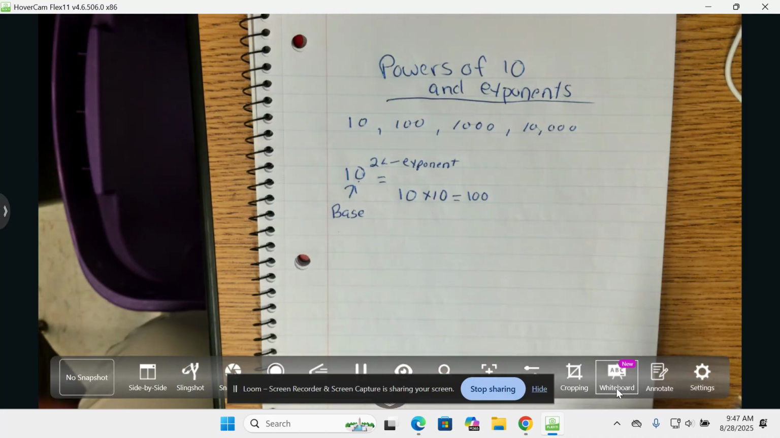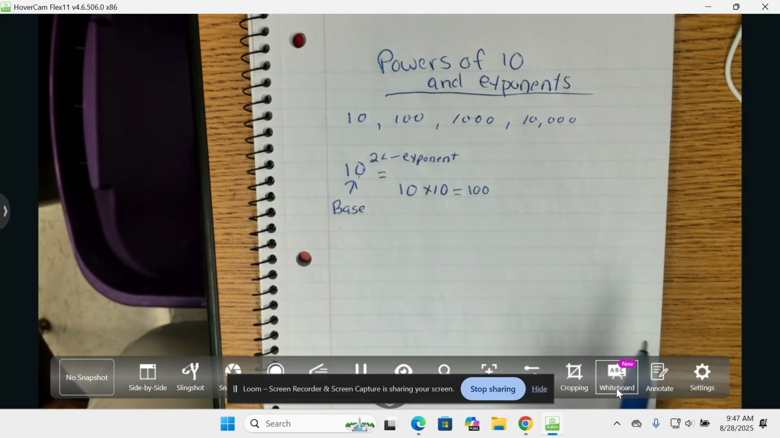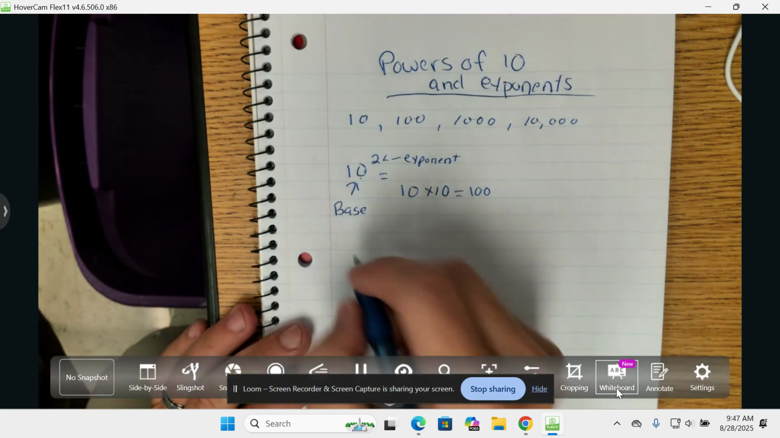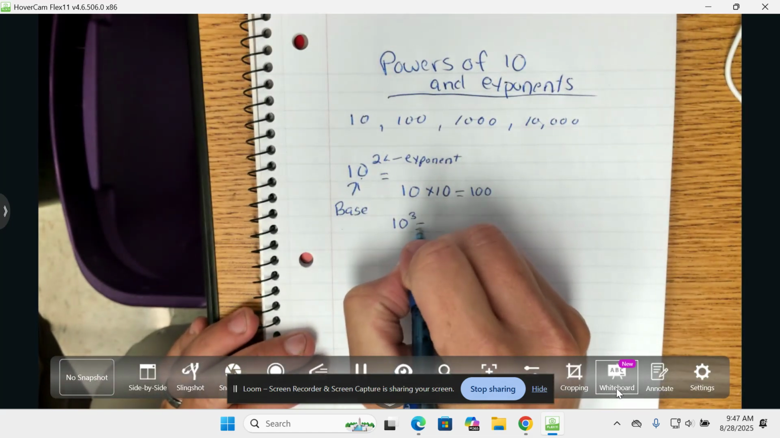100. Now, we'll do a couple of them, and while we're doing this, I want you to see if you can figure out what pattern you see. Remember, we talked about patterns everywhere in math. What pattern do you see? So now let's do 10 to the third power. What is 10 to the third power?